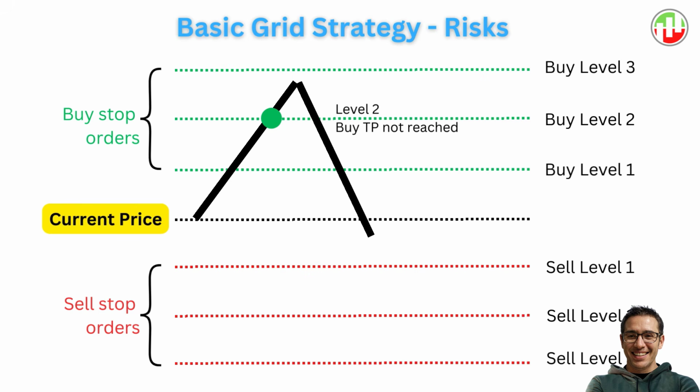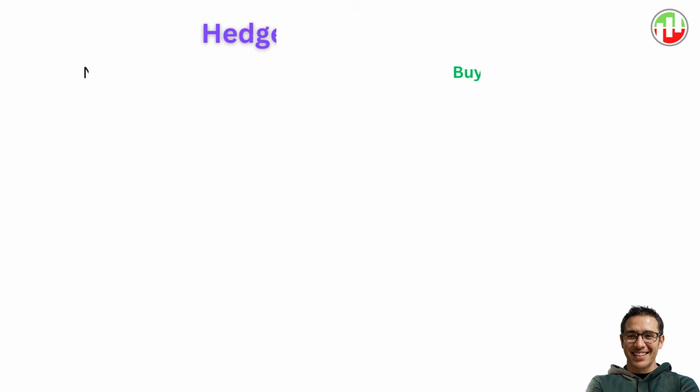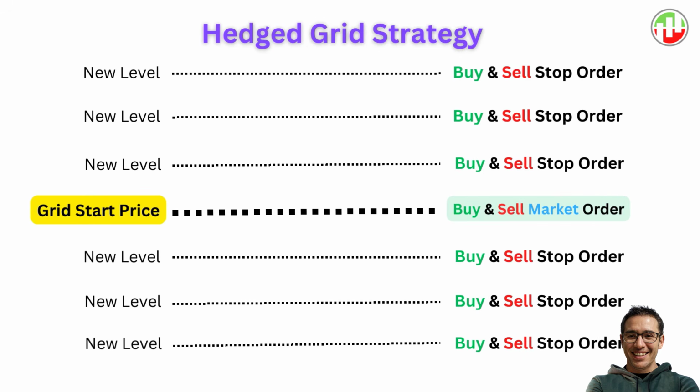Furthermore, there are some ways and means that we can manage the risks, which we will discuss later in this video with our EA. The next common grid strategy is hedged grid trading. This strategy is strictly for ranging markets, and it should not be used in strongly trending markets. In hedged grid trading, we place both buy and sell orders at the same time at each grid level. Usually, we start with a buy and a sell at the starting price of the grid and then place pending orders for the required number of grid levels.